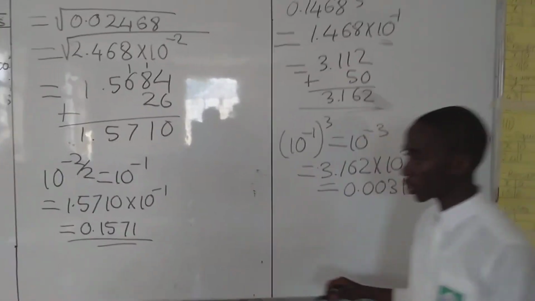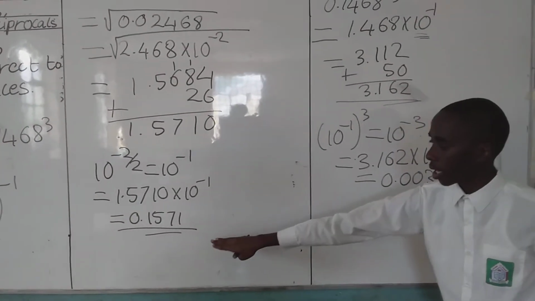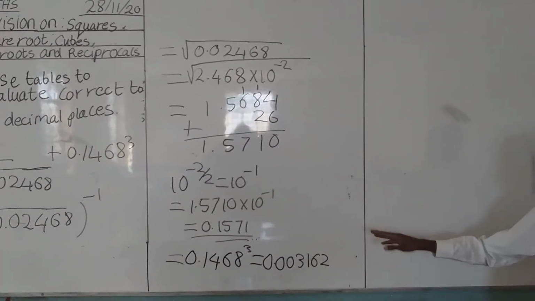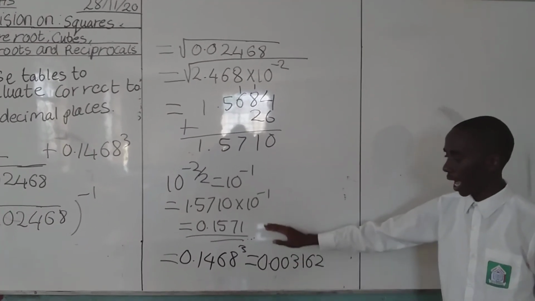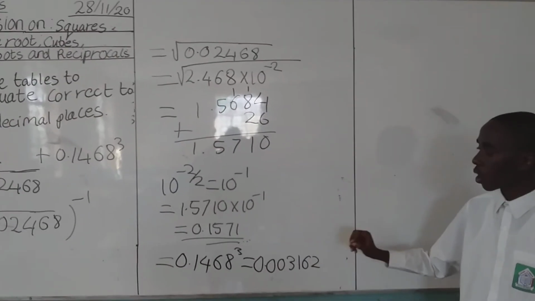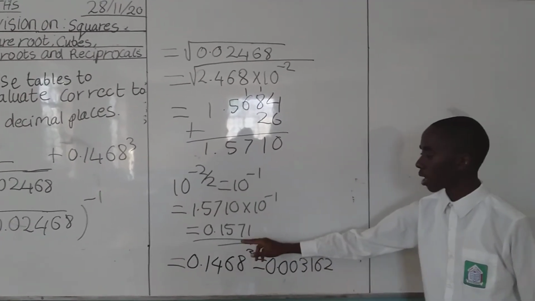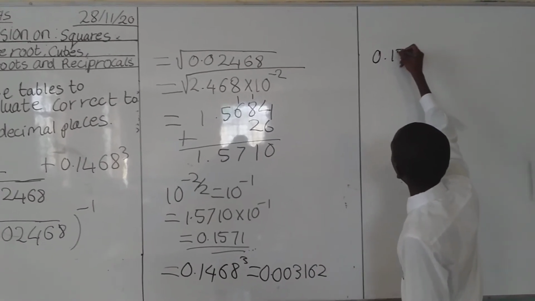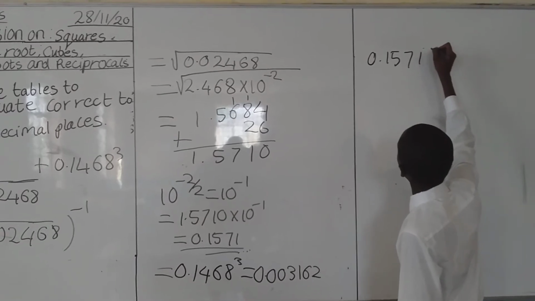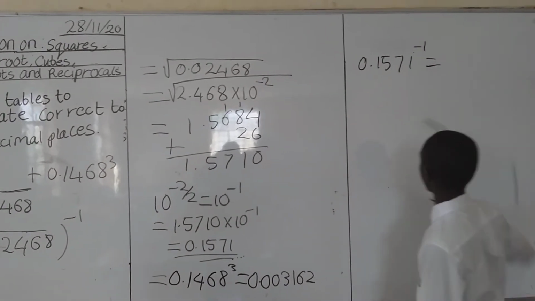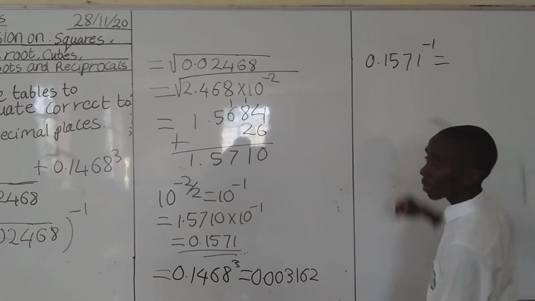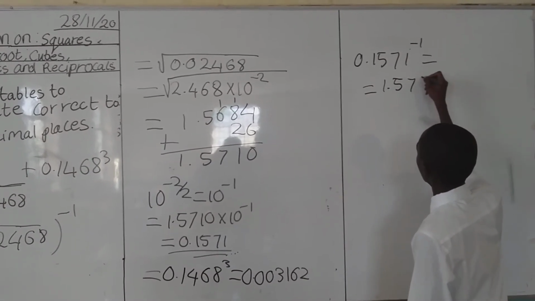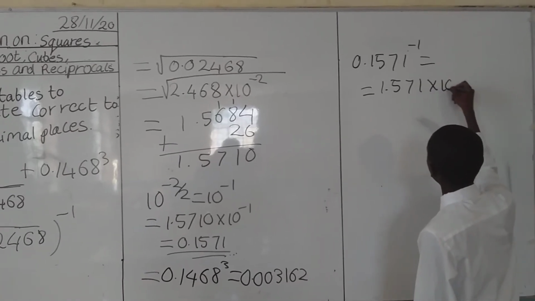So the last part of the question, what we'll do, we'll add the results of our two. So to correct what I've said, first things first, before we add our results, we need to find the reciprocal of 0.1571. So we find the reciprocal of 0.1571, that is to power negative 1. So that's the reciprocal. We express it in the form a times 10 raised to power n. We have 1.571 times 10 raised to power negative 1.